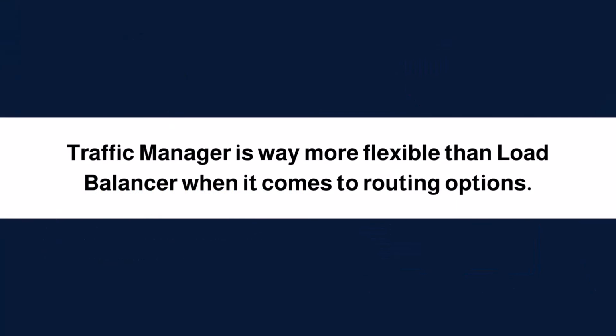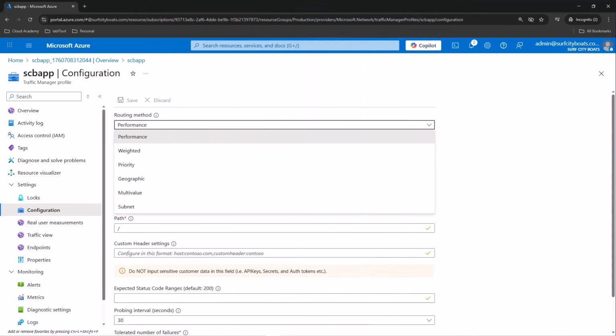Now, when it comes to routing options, Traffic Manager is way more flexible. You could choose performance routing to send users to the endpoint with the lowest latency. You can use priority routing for a simple active-passive failover setup. You can use geographic routing to keep users in specific regions. Or you can even use weighted or subnet-based routing if you want more granular control.